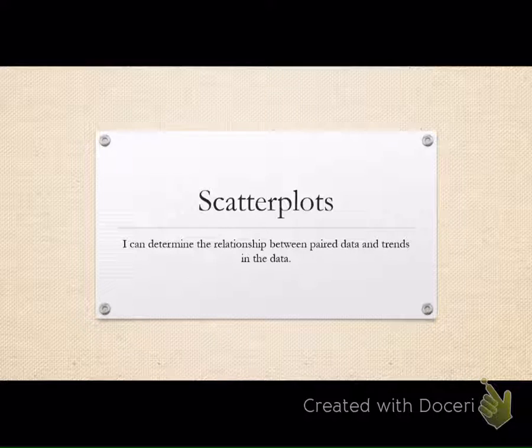So you're looking at your x and y axis and saying, do these labels cause each other in a sense? Okay? So that's kind of what you're going to be doing today, which I think will be the new part for you guys. All right, so let's get started.